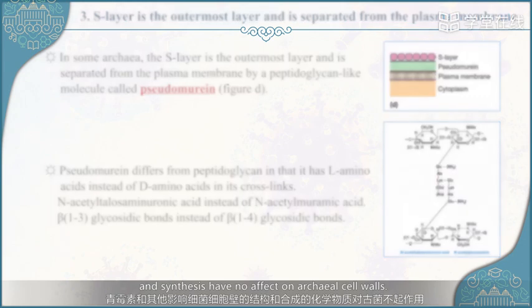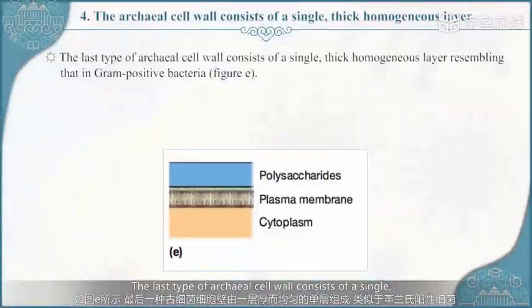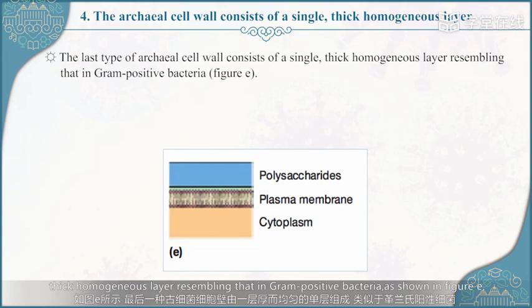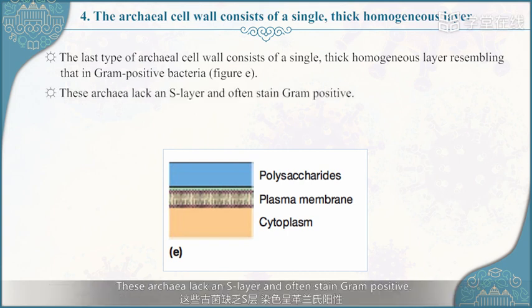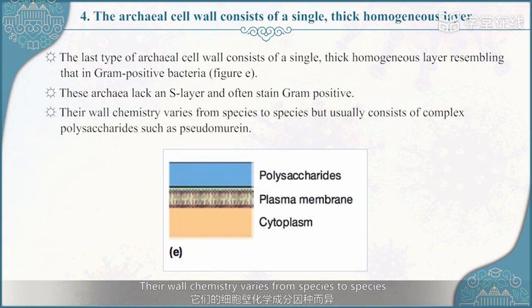The last type of archaea cell wall consists of a single, thick, homogeneous layer resembling that in gram-positive bacteria, as shown in Figure E. These archaea lack an S layer and often stain gram-positive. Their wall chemistry varies from species to species, but usually consists of complex polysaccharides.